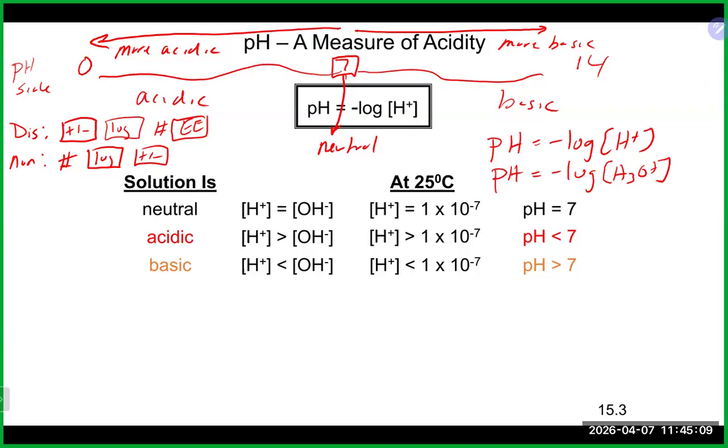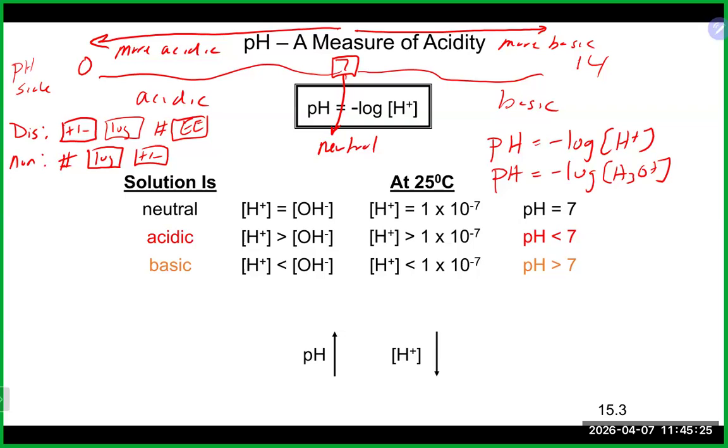Now, as the H plus concentration increases, the pH decreases, and vice versa. So more H plus, more acidic, lower pH. That happens in this case.